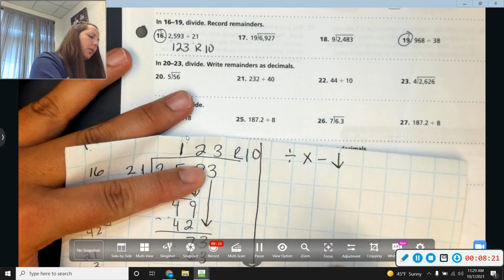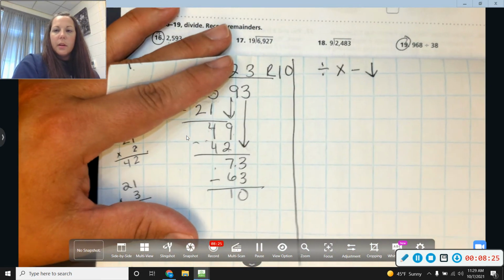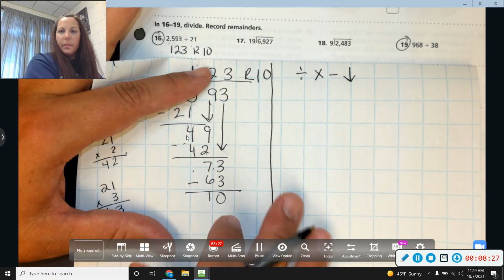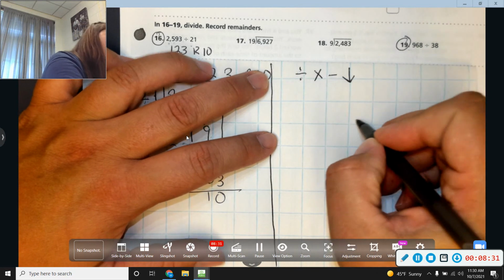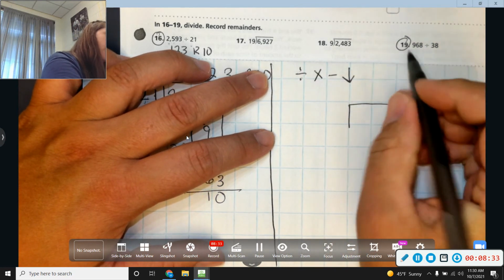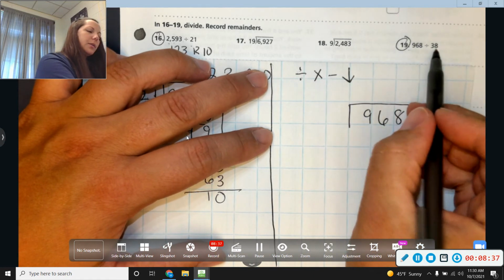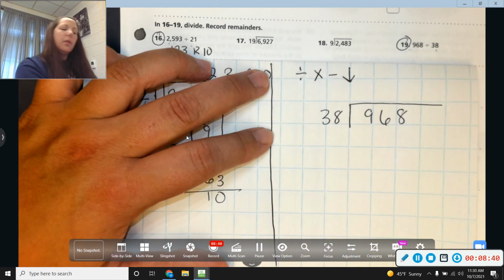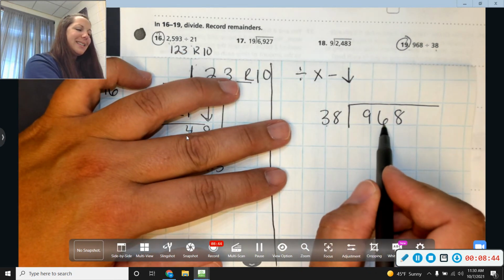Now I'm going to just divide my paper like this, and we'll do the last one. Sorry, I'm struggling here. We'll do our last one, number 19. Our big number goes under the symbol, 968. Our small number comes off to the side, 38. Okay? 38 goes into 96.